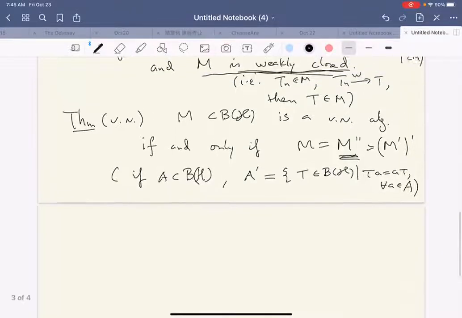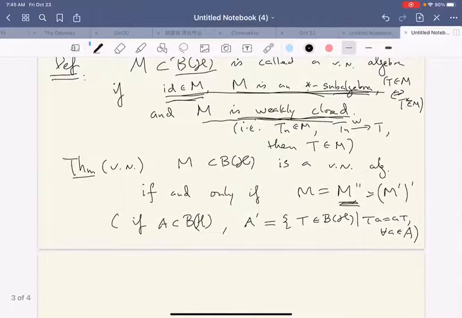Just compare the definitions. Because of this theorem, you can take either one of these as your definition for von Neumann algebra. You can define it to be what I define here, which is a mouthful, the algebraic structure and also closed under topology, or you can define this just simply using algebra. You take M, you take its commutant. Commutant only uses the notion of algebra, the elements commuting with the given set, and then you take the commutant again.